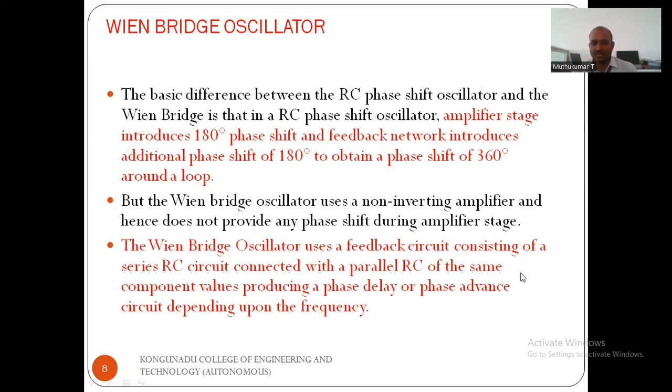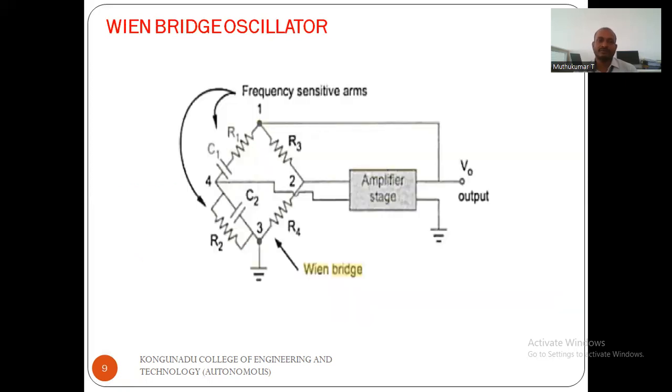So the series RC and the parallel RC circuit, connected with the same component values, produce a phase delay or phase advance circuit depending upon the frequency. So this is the Wien bridge based oscillator. So this is the Wien bridge.